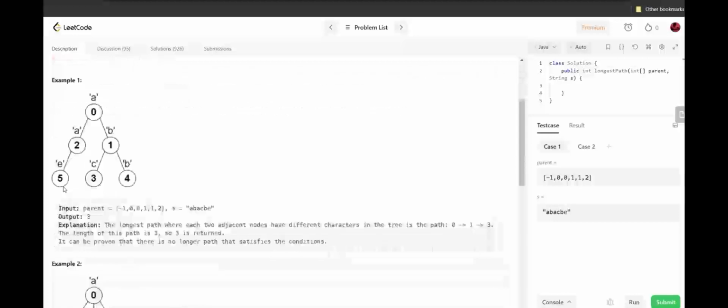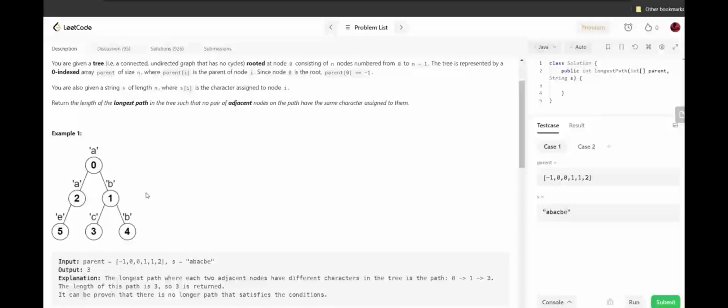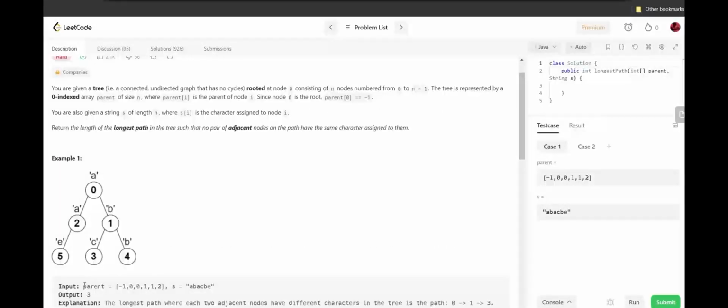Coming to how we are representing this tree, we are given input as a parent array, where each position represents who is the parent of that node. For example, for the very first node, there is no parent, that's represented as -1. For the second node, the parent is 0, which basically means the 0th node is its parent. For the third element, the 0th node is also the parent. For the fourth element, the first node is the parent. The fifth one also has the first node as parent, and the sixth one has the second node as its parent.